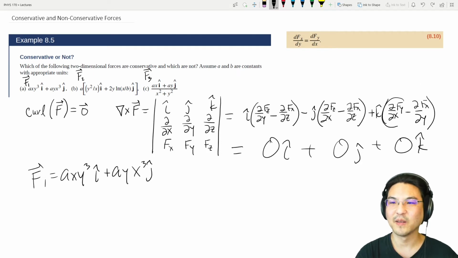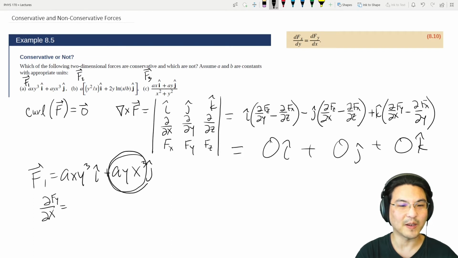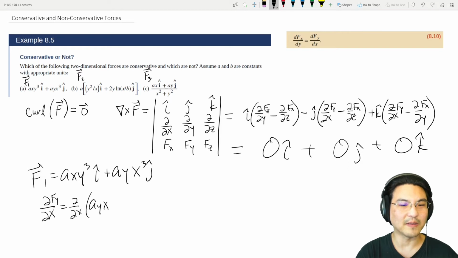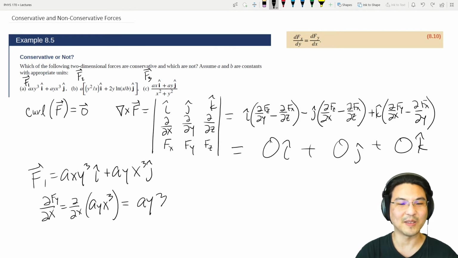So here, the partial with respect to x of the y component. This is the y component of the force vector, right? And we're just taking the partial derivative with respect to x. So we're doing this: a y x cubed. Okay, and then partial derivative means a and y, we just consider them as constants. The only variable that we're considering is x. So we treat a and y as constants and then take the derivative of x cubed with respect to x. So that's 3x squared.